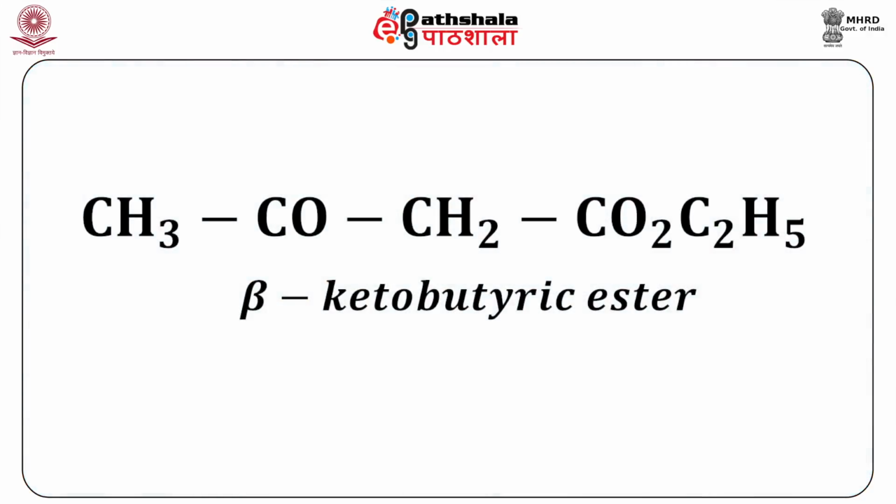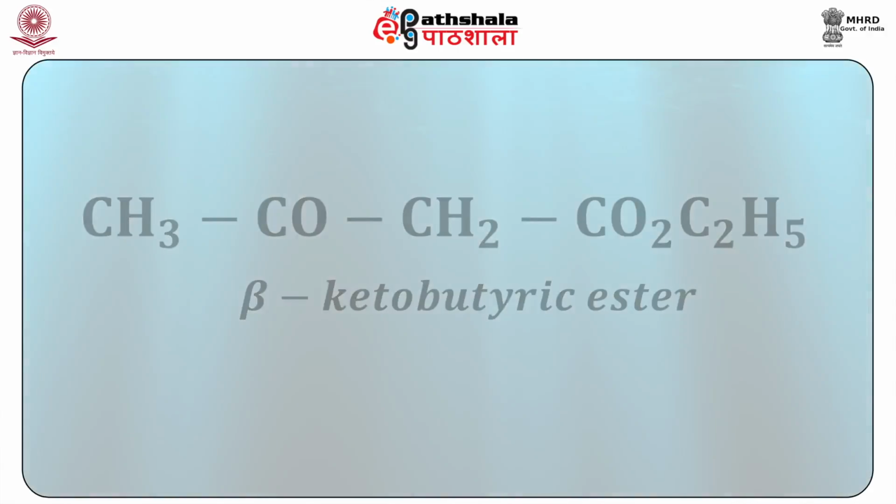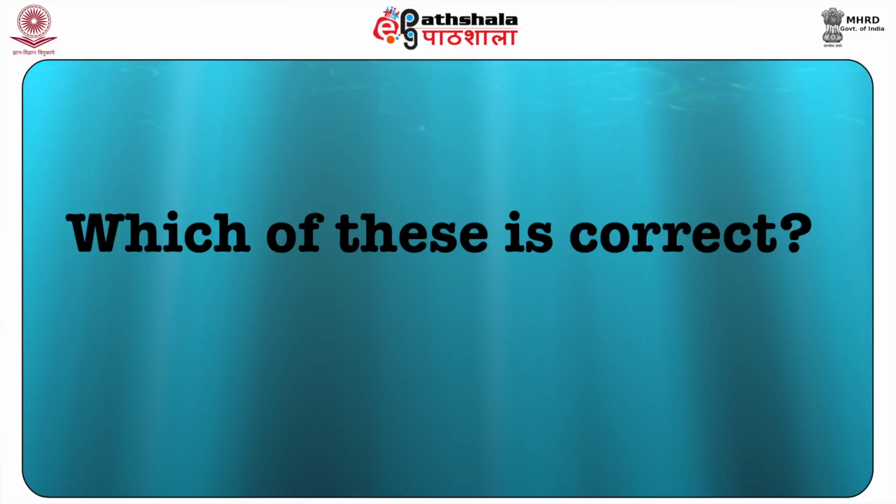Later in 1865, Frankland and Duppa also prepared acetoacetic ester by the action of sodium on ethyl acetate, but they proposed a different formula for this compound as CH3COCH2COOC2H5. In 1863, Geuther gave the enol form as the structure, and in 1865 the two scientists Frankland and Duppa gave the keto form, that is the beta-ketobutyric ester. So the question now comes, which of these is correct?